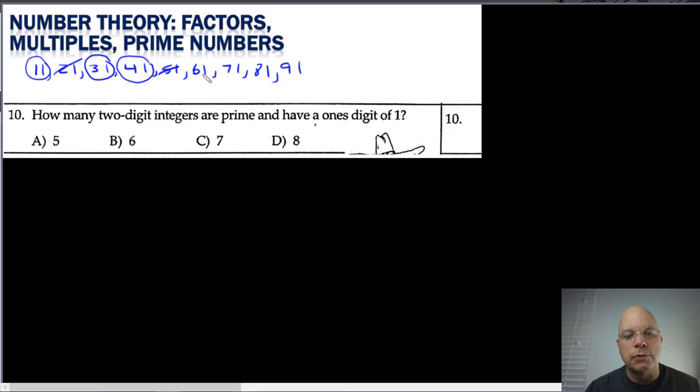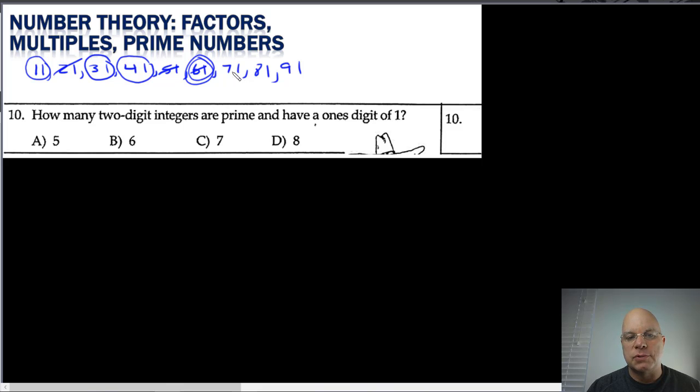It's not a multiple of 2. 6 plus 1 is 7, so it's not a multiple of 3. I don't have to check 4. It's not a multiple of 5. I don't have to check 6. 7 multiplied by 9 is 63, and this is 2 less than that, so it's not a multiple of 7. I don't have to check 8. It's not a multiple of 9 because 6 plus 1 is 7, and 9 times 9 is 81, so I don't need to check anymore. That one is prime.